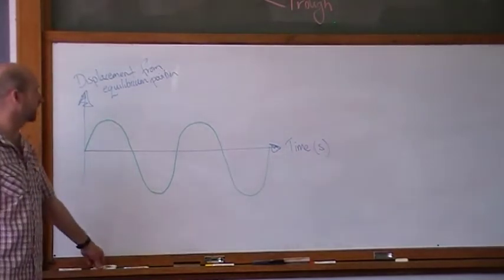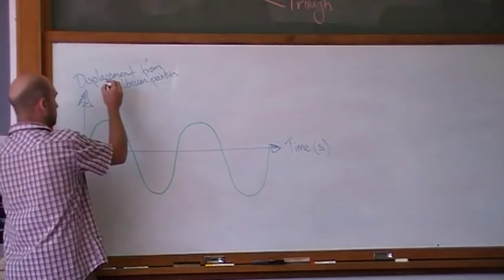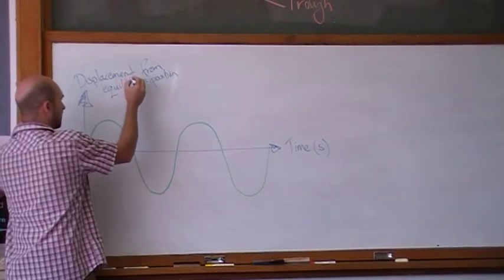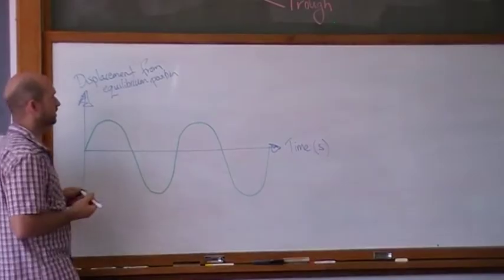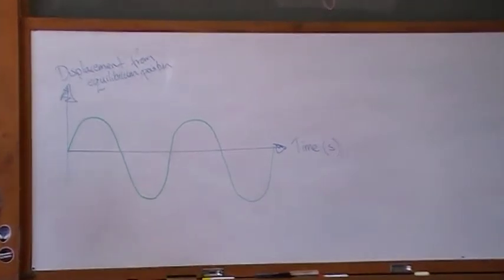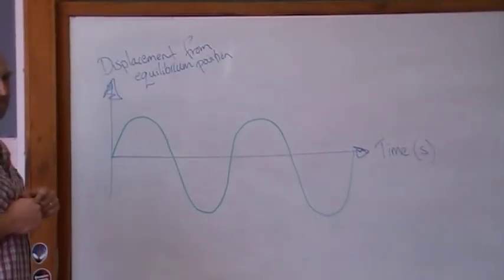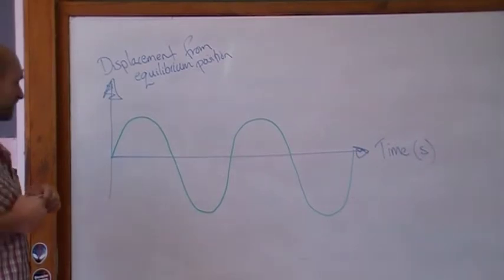Which word are we looking at? Equilibrium. Yeah. E-Q-U-I-L-I-B-R-I-U-M. What's the next one? Position. P-O-S-I-T. I just can't see the S. Yeah, it's kind of hard.